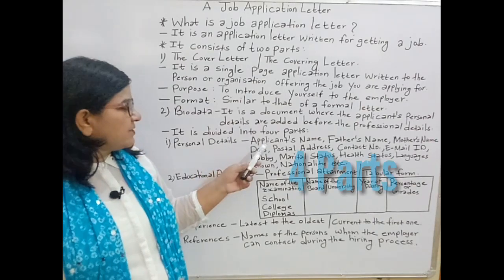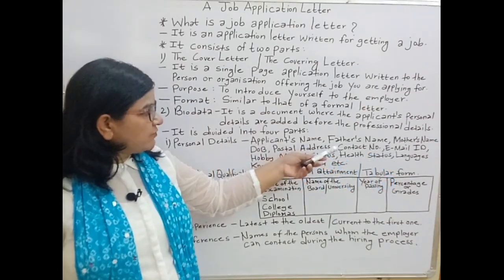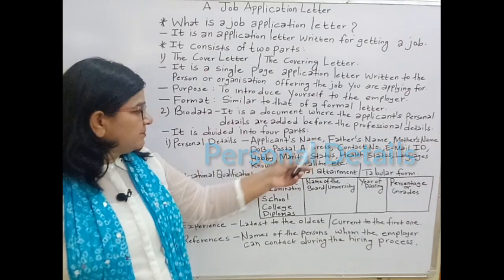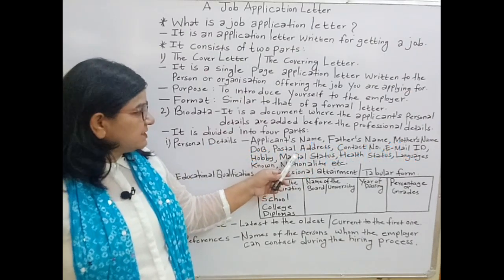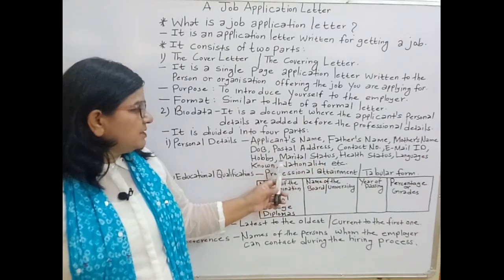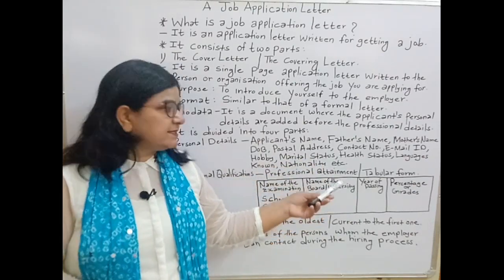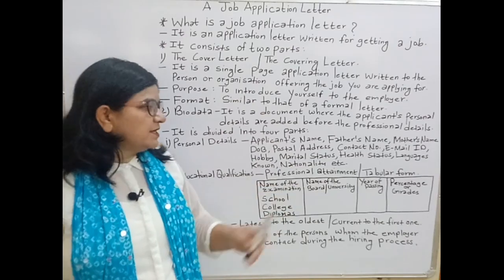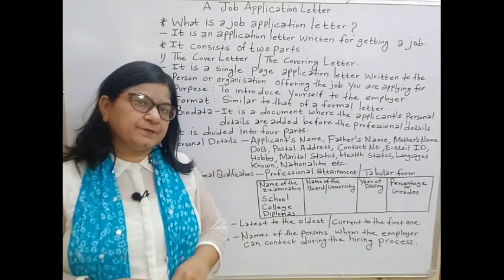In this you have to write the applicant's name, father's name, mother's name, date of birth, postal address, contact number, email ID, hobby, marital status, health status, languages known, nationality, etc.